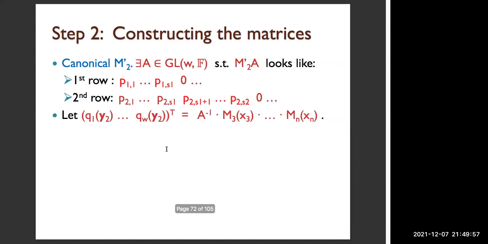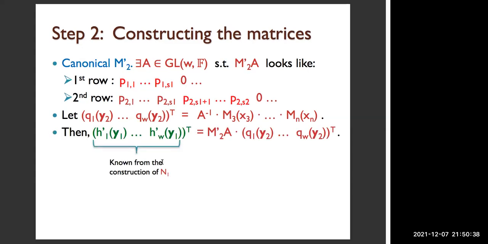So let's see how we do this. Let me just do it for the first row and the second row. They look like this. And let me call this remaining part M3 to Mn, with this A inverse multiplied. The A inverse is coming from A because I'm assuming canonical form, and that takes an A. So that's why this A inverse. Let me call this column vector Q1 through QW. By the very definition of minimal ROP, we now know that Q1 through QW are F linearly independent, and this will help us.